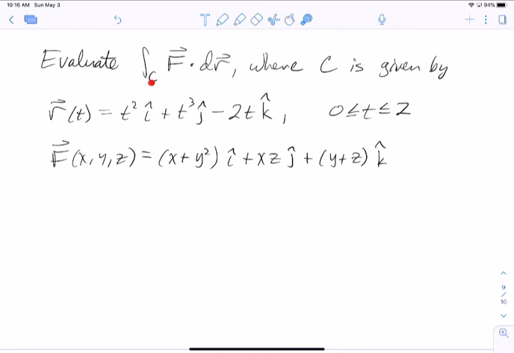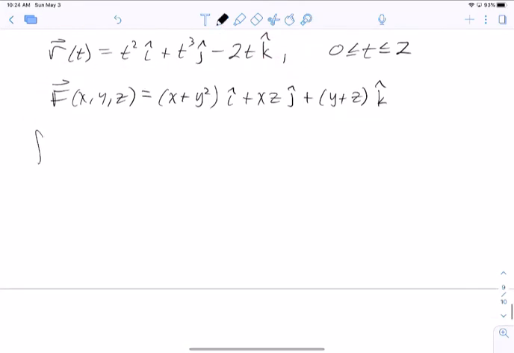Evaluate the line integral over C of F dot dr, where C is given by r of t equals t squared i plus t cubed j minus 2t k, as t goes from 0 to 2. And the vector field F of x, y, z is (x plus y squared) i, xz j, (y plus z) k. This is kind of a gift for us because we've been given the parameterization for C.